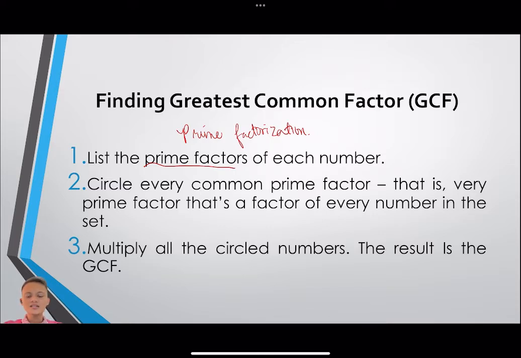So, una muna natin gagawin ay kukunin muna natin yung prime factor ng bawat number at bibilugan natin yung common prime factor sa kanila, and then yung common prime factor ay imumultiply natin at ang resulta ay yung GCF.